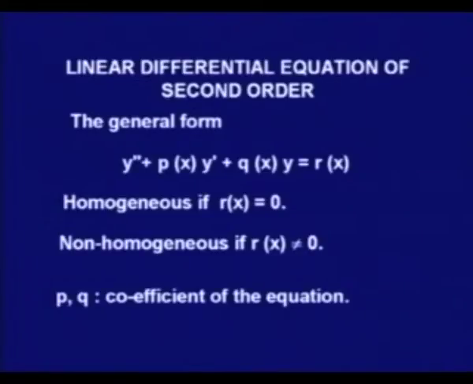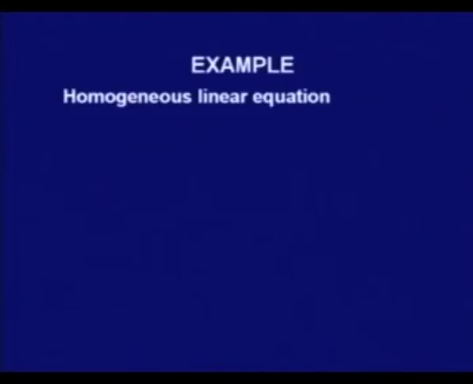Let us see some examples of the second order equation. First, see a homogeneous linear equation. 1 minus x square y double dash minus 2 x y dash plus 6 y is equal to 0. We see here that y, y dash and y double dash occur in first degree and separately. The coefficients are 1 minus x square, 2 x and 6, none of them contain y, and the right hand side is 0. So, this is a homogeneous linear equation. Of course, this is not in a standard form.